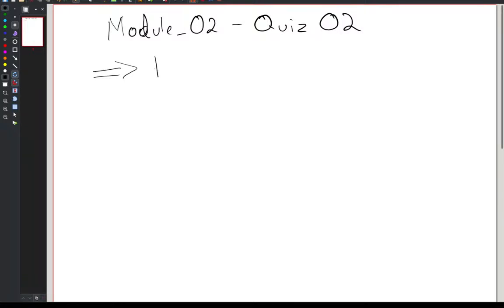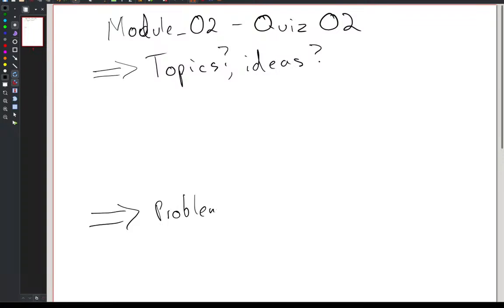So first, let's figure out what topics and ideas, and then we'll get into problems and questions. I like note cards, so I'll hand them out, just because it's less formal. We're just trying to get some ideas.